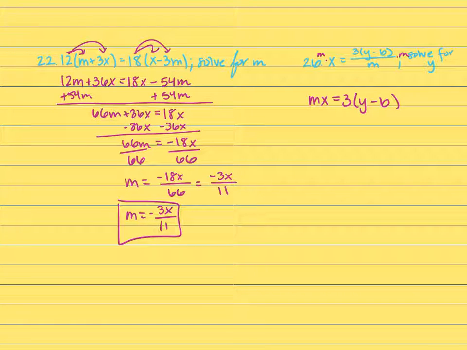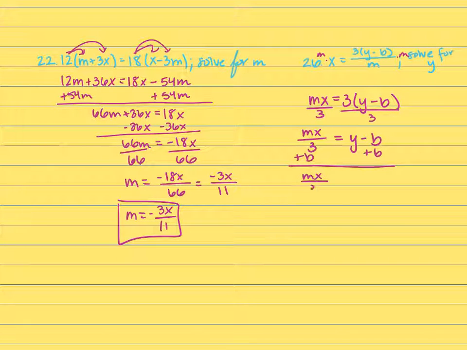I'm then going to divide both sides by 3 so that I am left with just the y minus b on the right. So I get mx over 3 equals y minus b. Then I want to solve for y, so I'm going to add b to both sides. So I end up with mx over 3 plus b equals y. And that's my new literal equation.